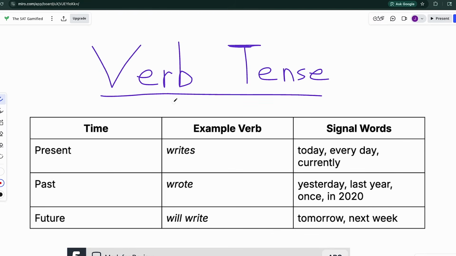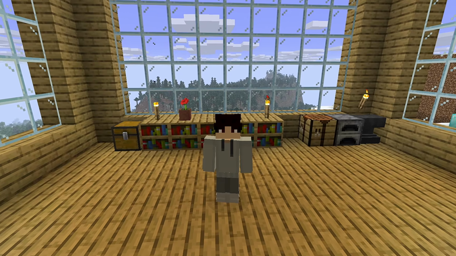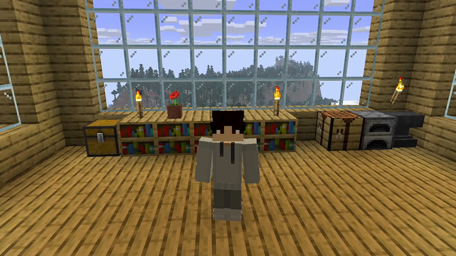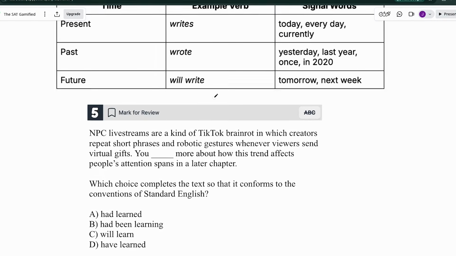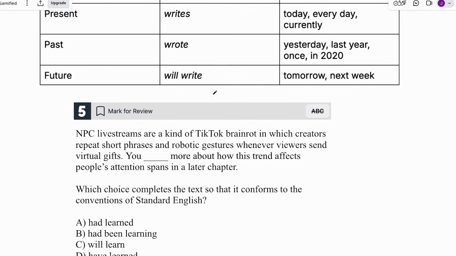And then finally, verb tense. Verbs can be past, present, or future tense, meaning when they occur. They can happen before the sentence happened, during the sentence, or after the sentence. All you have to do to solve these questions is find exactly what the context indicates about where this word will be. NPC live streams are kind of TikTok brain rot in which creators repeat short phrases and robotic gestures whenever viewers send virtual gifts.